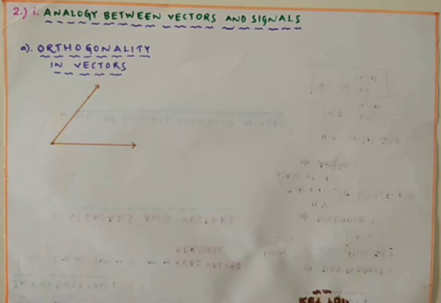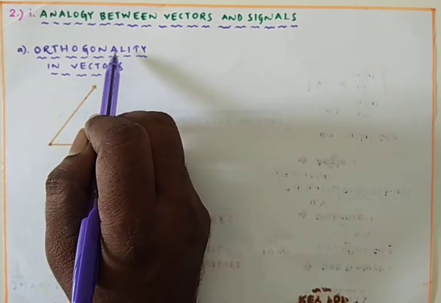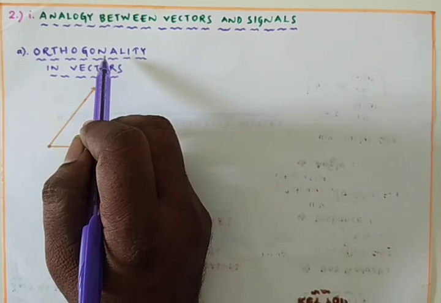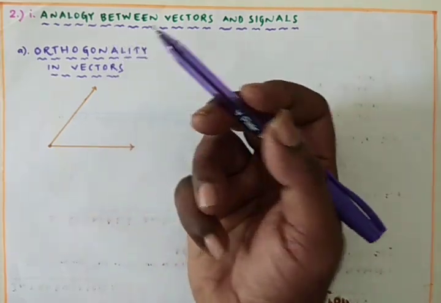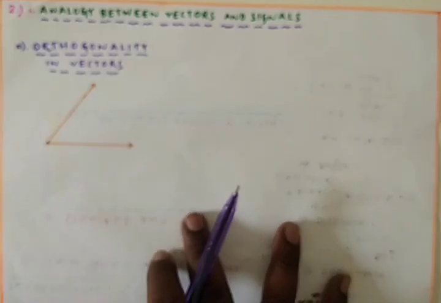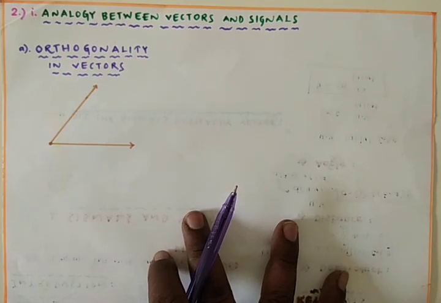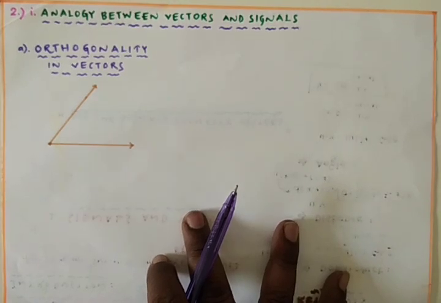In other words, vectors are orthogonal if they are mutually perpendicular to each other. The vectors which are mutually perpendicular to each other are called orthogonal vectors. Orthogonality in vectors is defined thus: if the dot product of those two vectors is equal to 0, then we can say that the two given vectors are orthogonal to each other. We know the dot product of two vectors u and v: u dot v is equal to modulus u into modulus v into cos theta.